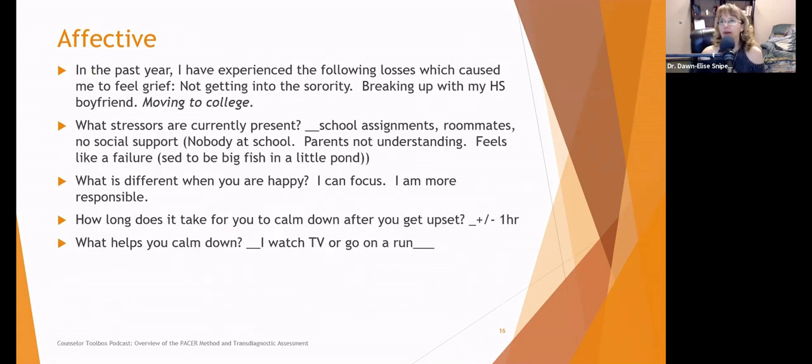In the past year, I've experienced the following losses. She didn't get into the sorority that she wanted, and that's a huge issue. There was only one sorority she wanted to get into, and she didn't get a bid, so that's a big issue for her. She broke up with her high school boyfriend. They decided that since they were going to be going to different colleges, it was a good idea to take a break. And she didn't identify moving to college as a loss in so many words, but it's sort of implied. So I have that in italics because that's something we're going to talk about.